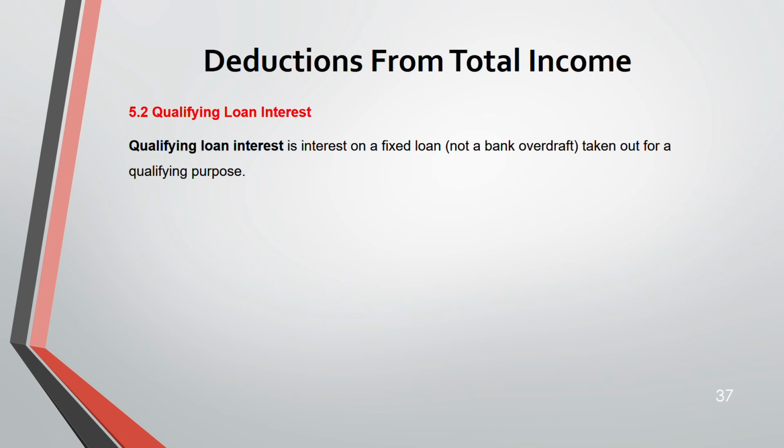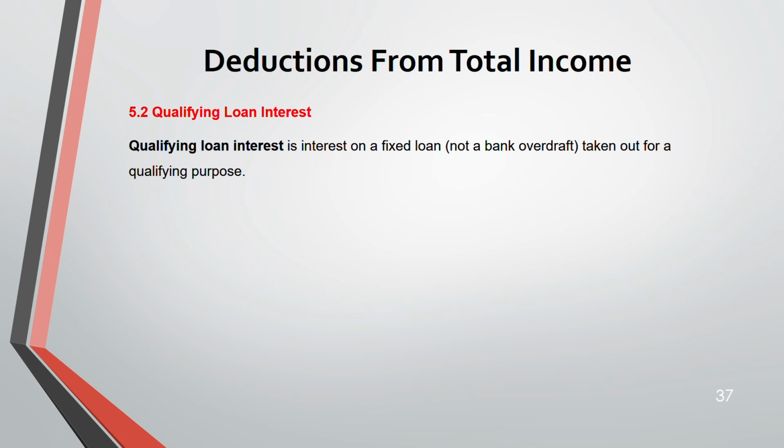Now, qualifying loan interest. What is qualifying loan interest? Qualifying loan interest is an interest on a fixed loan. Any interest on a fixed loan, but not a bank overdraft. So if you have taken a loan for a qualifying purpose and you are charged interest on that, you can deduct that interest as an expense from your total income. So they are giving you further incentives to reduce your tax, because if you deduct the interest from your total income your tax will be lower. But the loan has to be for a qualifying purpose, not any purpose, and it should not be a bank overdraft. It should be a fixed loan.